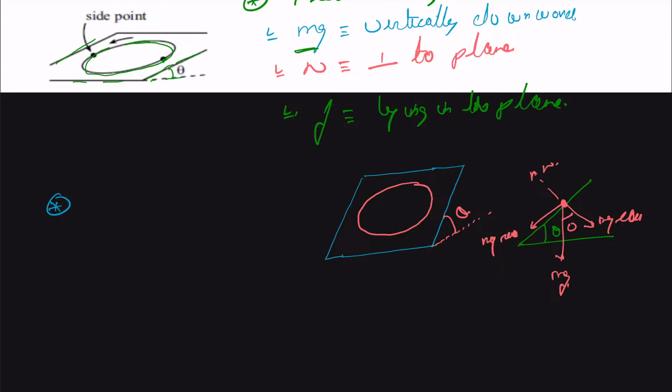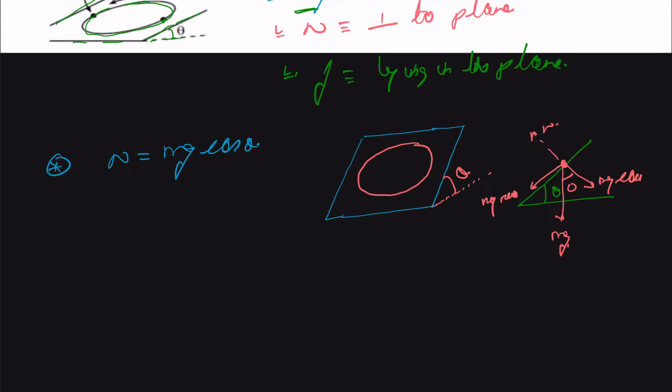So you can say that our N is equal to mg cos of theta, and based on this we can find out our friction. That is, the friction will be equal to mu times N, and we get this as mu mg cos of theta, and this value of friction will be our maximum value of friction.